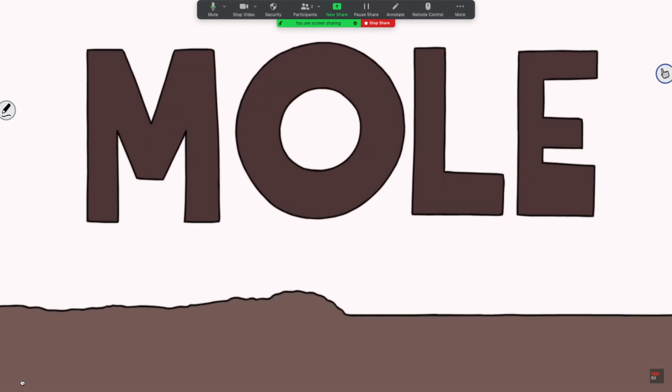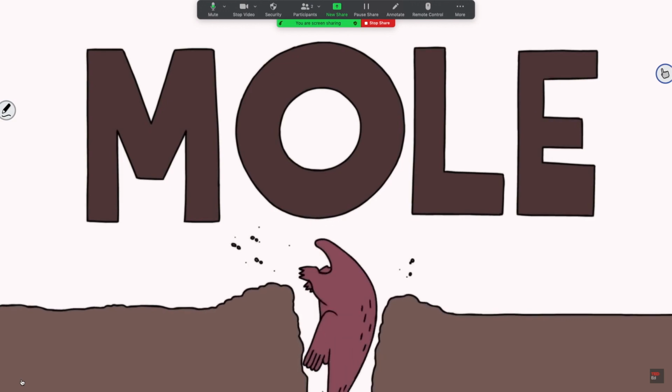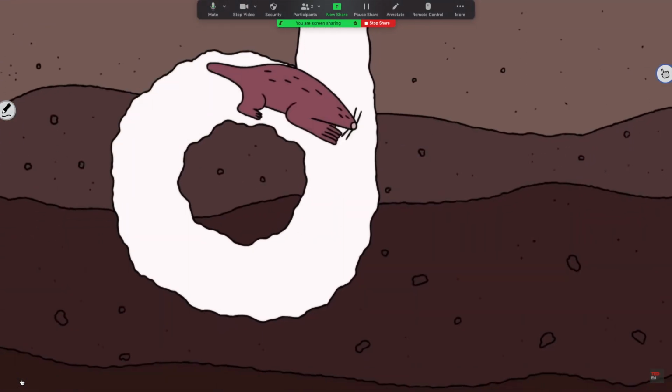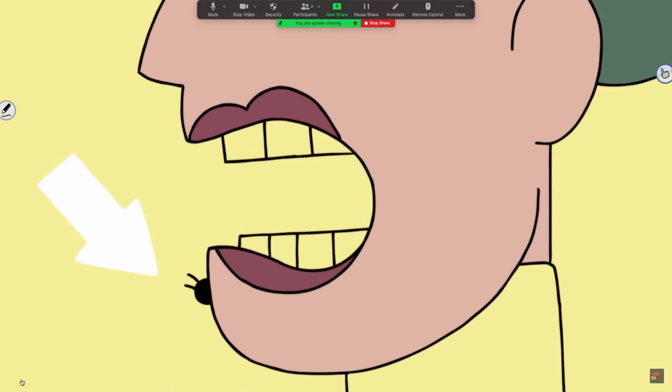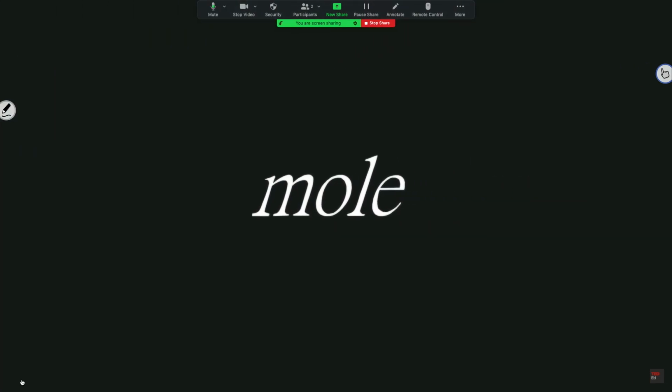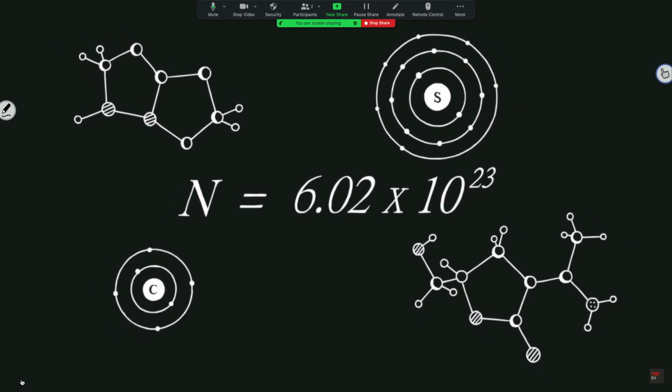Today we're going to talk about the mole. Now I know what you're thinking. I know what a mole is. It's a small, furry creature that digs holes in the ground and destroys gardens. And some of you might be thinking that it's a growth on your aunt's face with hair sticking out of it. Well, in this case, a mole is a concept that we use in chemistry to count molecules, atoms, and just about anything extremely small.